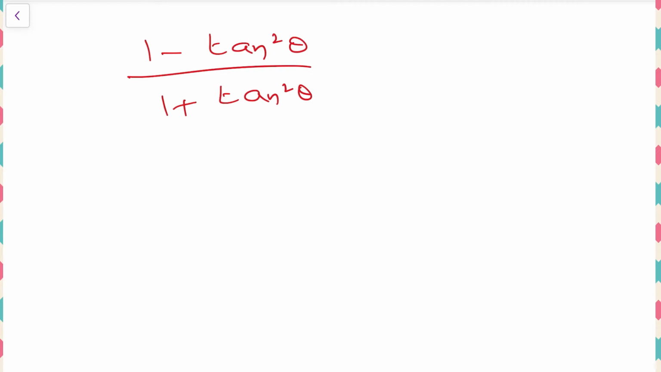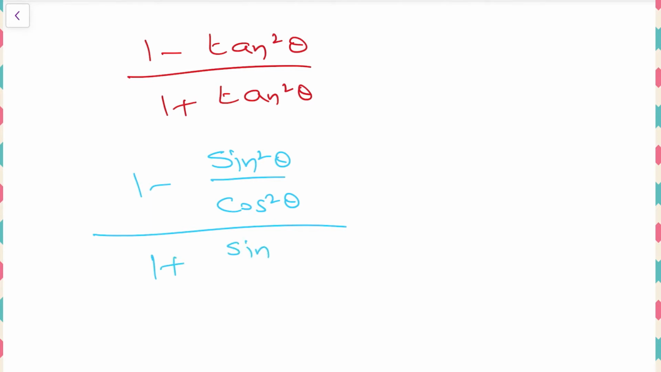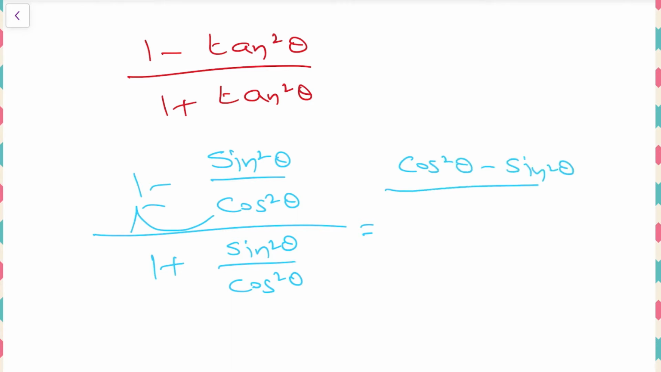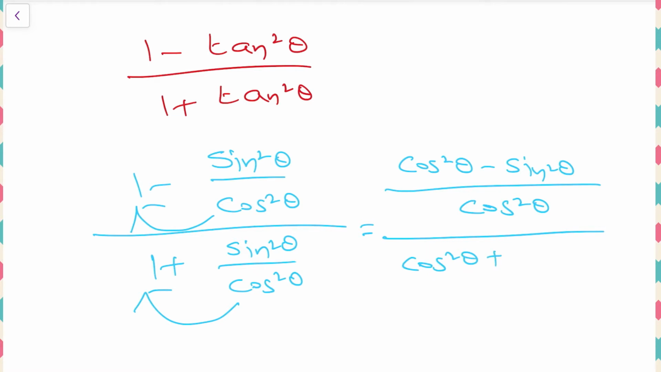Tan theta is nothing but sin theta by cos theta. So 1 minus, in the place of tan square we can write sin square theta by cos square theta, whole divided by 1 plus tan square theta, which is sin square theta by cos square theta. That equals cos square theta into (1 minus sin square theta by cos square theta)... that is, (cos square theta minus sin square theta) divided by cos square theta, whole divided by (cos square theta plus sin square theta) divided by cos square theta.